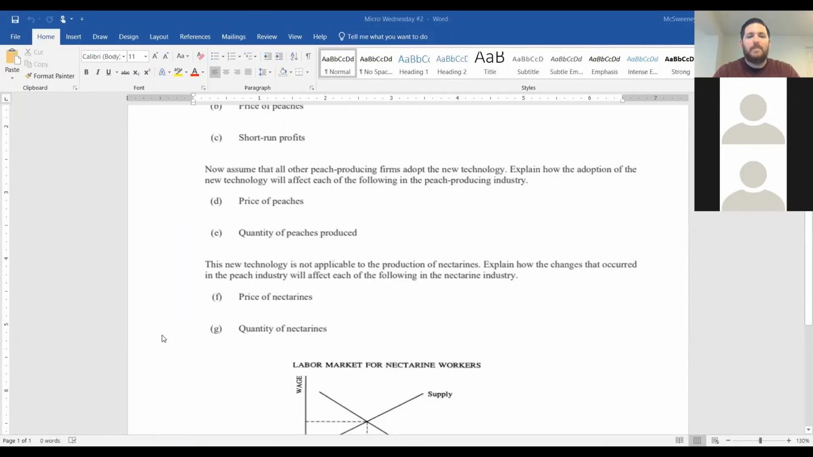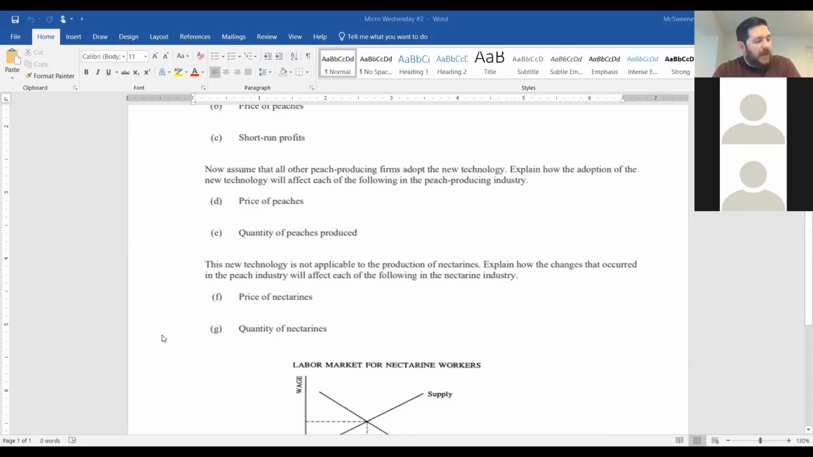This new technology is not applicable to the production of nectarines. Explain how the changes that occurred in the peach industry will affect each of the following in the nectarine industry. Again, in order to receive the points for this, you must include your explanation. So the price of nectarines. Well, we know that the price of nectarines is going to decrease. Well, why? Well, we know that peaches are going to get cheaper. There's going to be an influx in supply of peaches. Therefore, if peaches get cheaper and they are substitutes for nectarines, people are going to buy more peaches and buy less nectarines. Therefore, demand for nectarines will decrease.